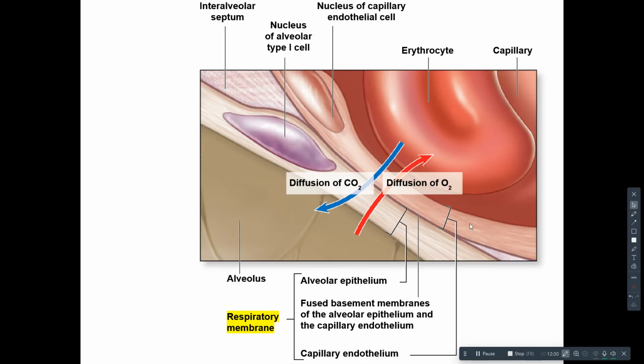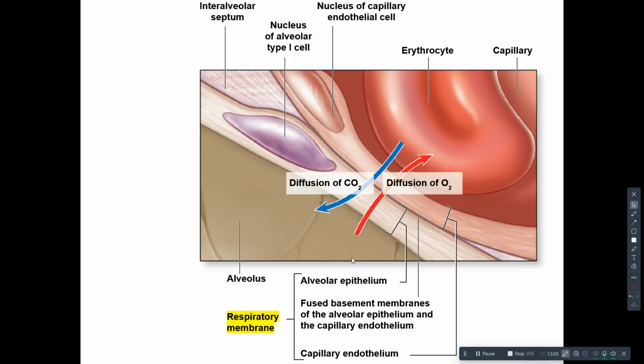Here's my capillary simple squamous epithelial cell right here. Blood in there with my red blood cell. And this combination of these two simple squamous epithelial cells, plus a little bit of connective tissue between them, that is known as my respiratory membrane. And that respiratory membrane is my exchange area. It's what the oxygen and the CO2 are going through as I'm exchanging those gases.